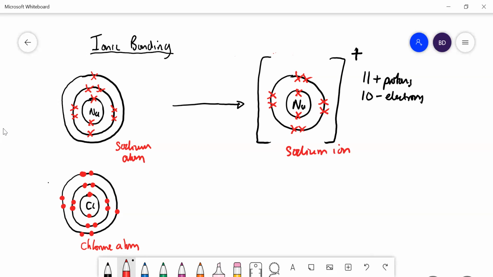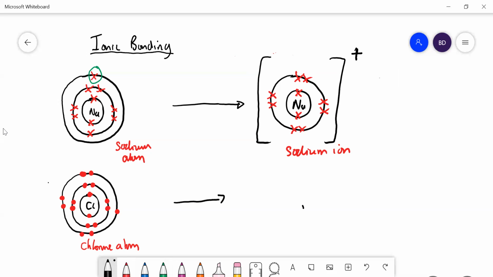Okay. People always feel at first it's a bit weird. You lose something, you lose an electron and become positively charged. Well, it's because you're losing a negatively charged electron. Okay, so let's see what happens with the chlorine. The chlorine is obviously going to gain that electron, and it's this electron that has come from the sodium that ends up going to the chlorine.